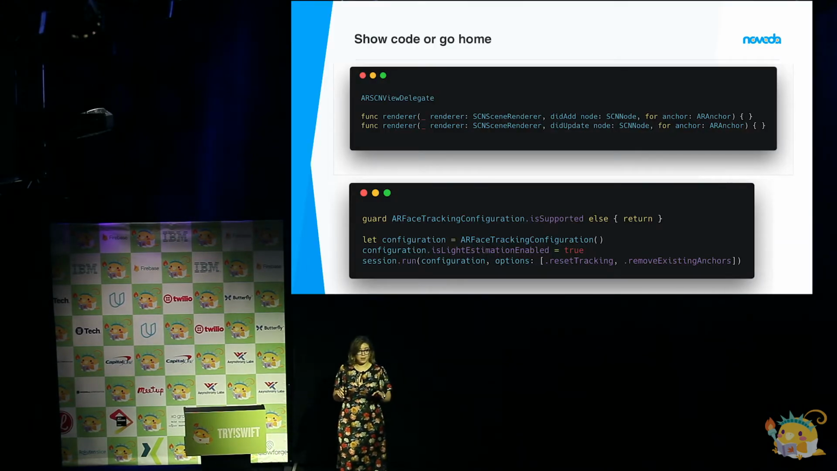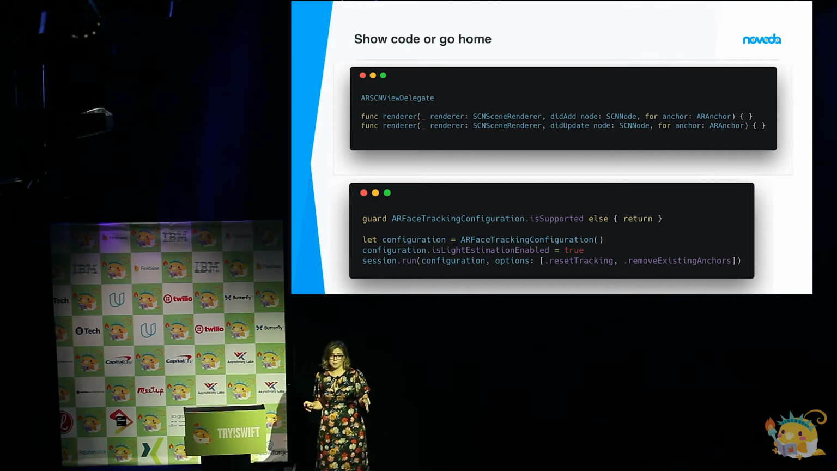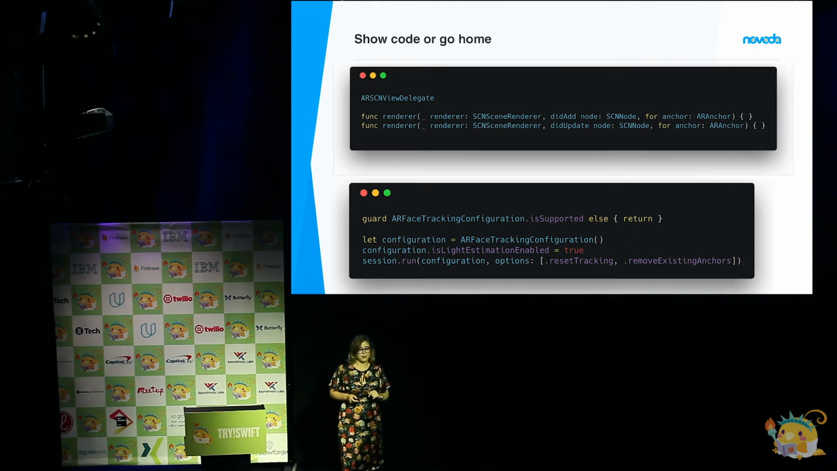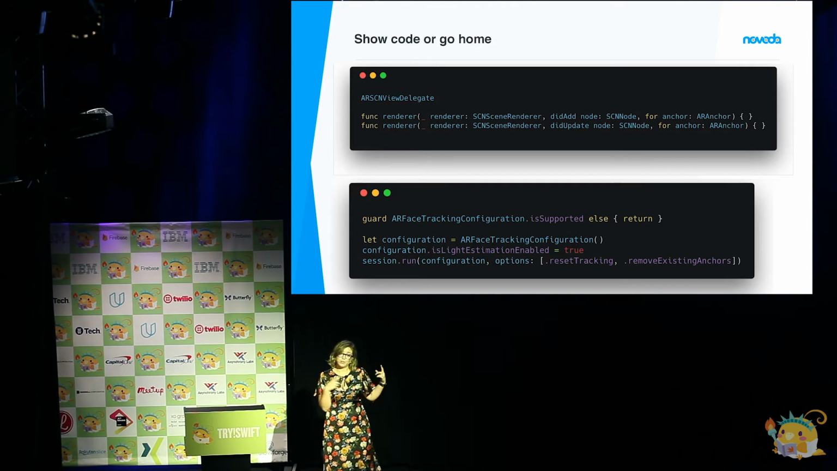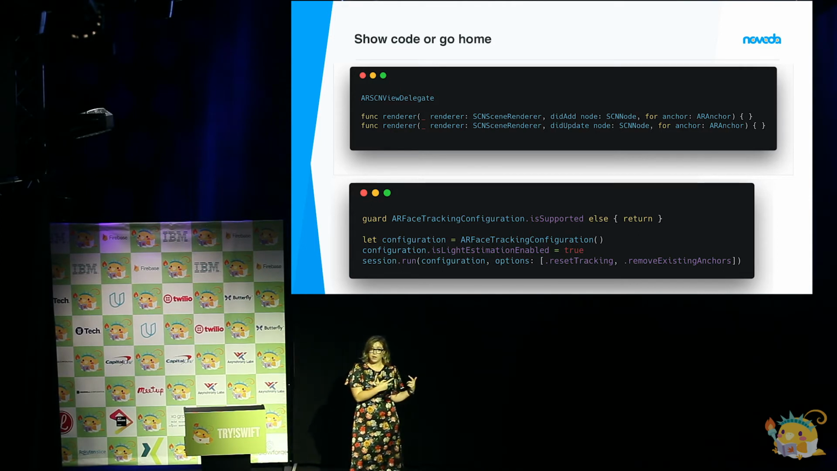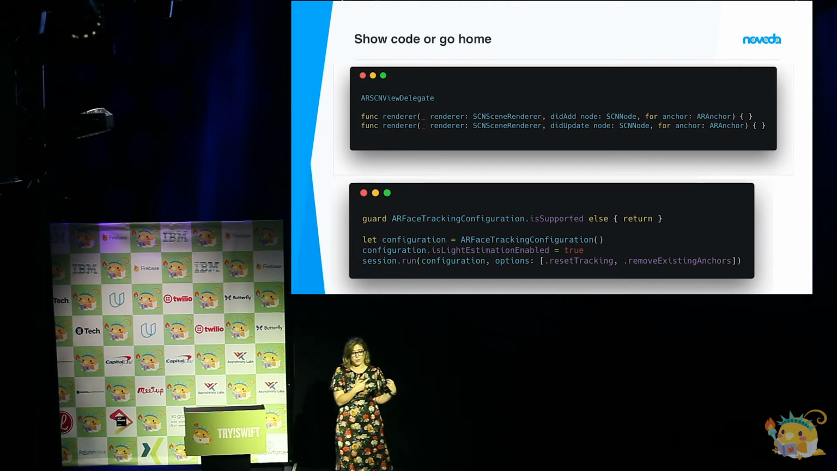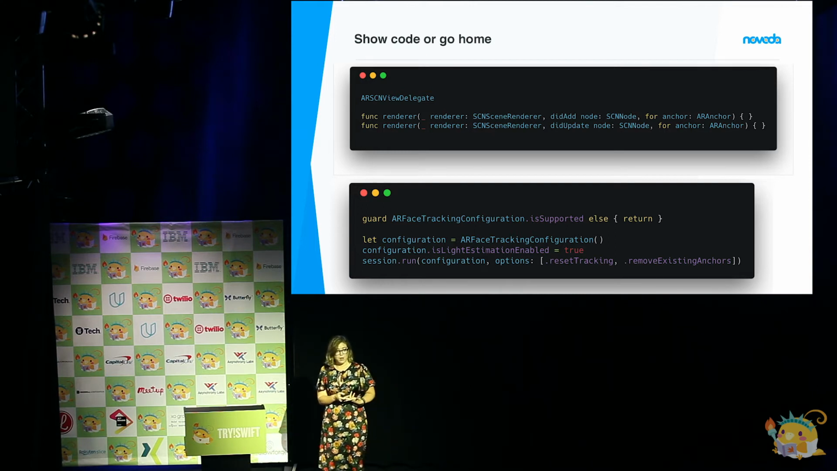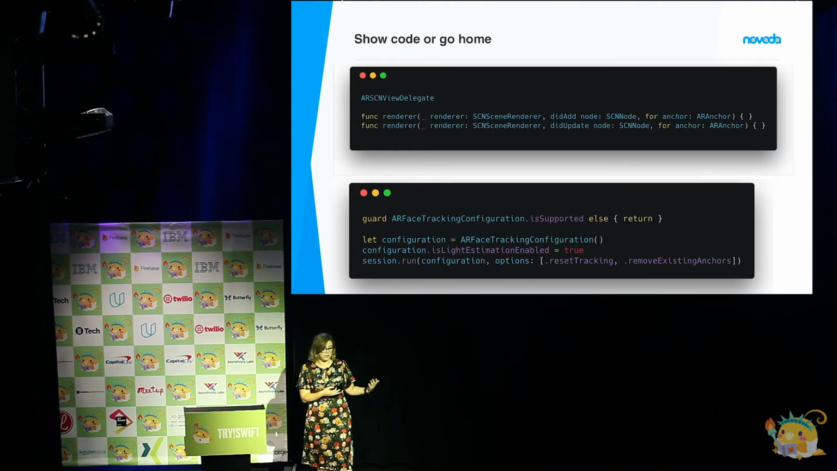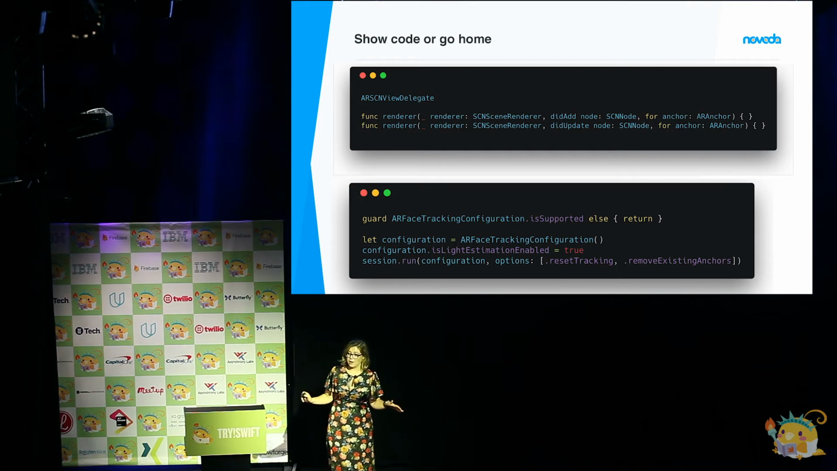So just in case you don't have time to see this talk, this is what the code looks like. The first one is how the renderer functions look, and the second one is how you start a session. So you have a view, you have your delegate set up with your render functions to render whatever you want on the scene, any 3D model based on SceneKit, and you have a configuration running that tracks, in this case, a face. That's all you need to get AR set up.